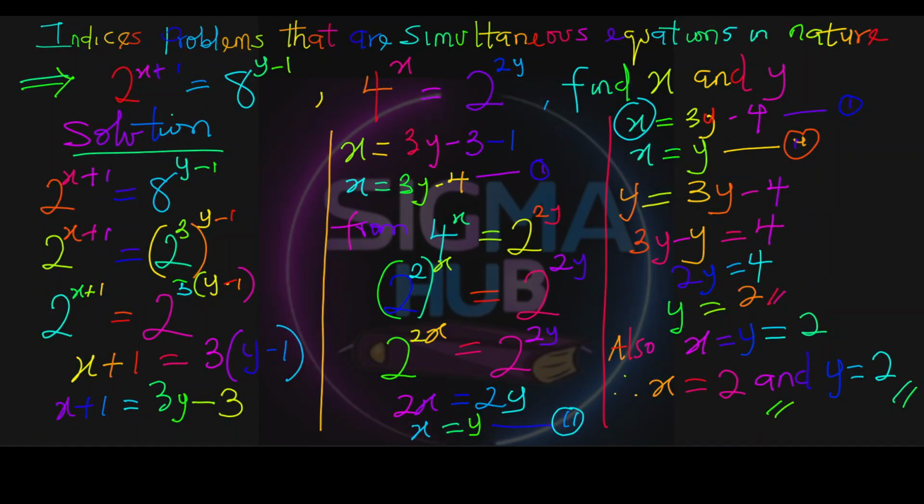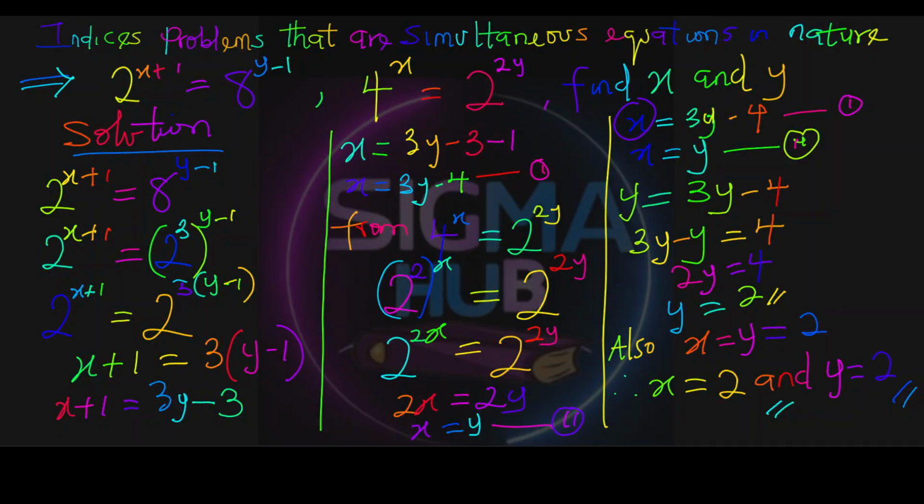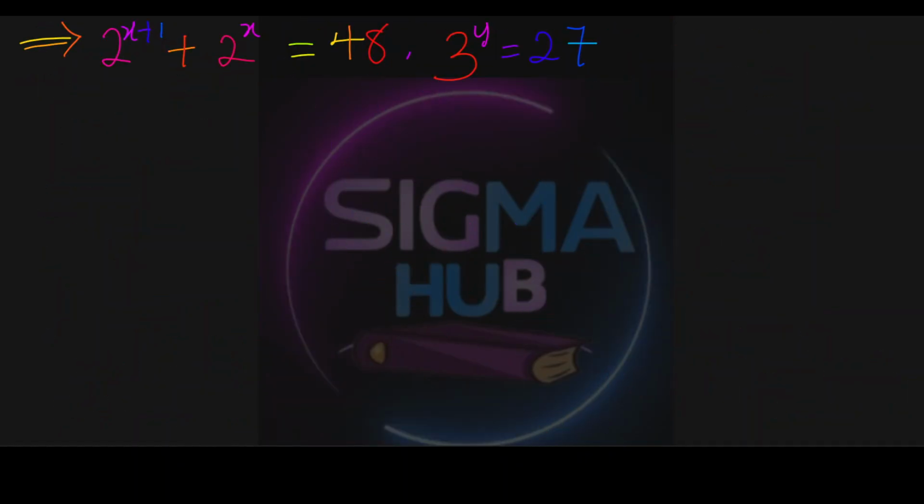Now let's try solving another exercise. The question I have here says 2 raised to the power of x plus 1, plus 2 raised to the power of x, equal to 48. Then the second one says 3 raised to the power of y equal to 27. Find x and y.